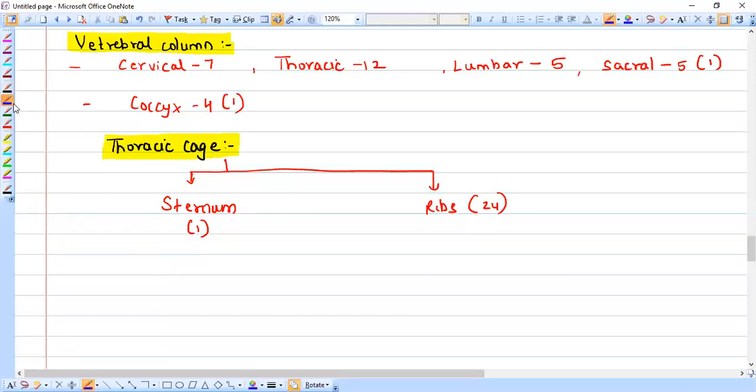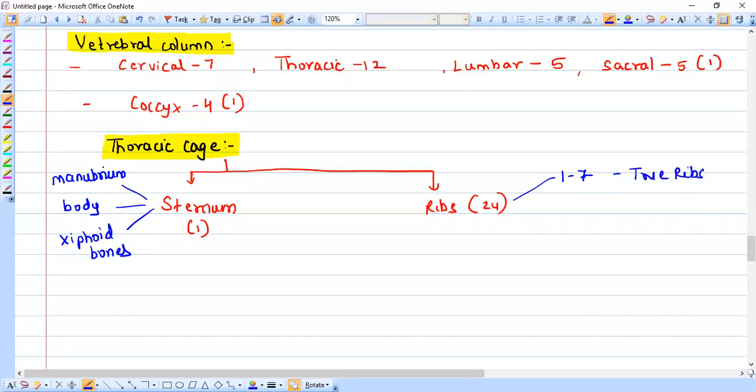The sternum is further divided into 3 parts. So I can put it in this way. Sternum is divided into manubrium, body, and xiphoid process. The ribs are 24, so 12 into 2. So how are the 12 arranged? I can say ribs 1 to 7 are called true ribs, very important. Then 8 to 10 are called false ribs. And finally 11 and 12 are called floating ribs.